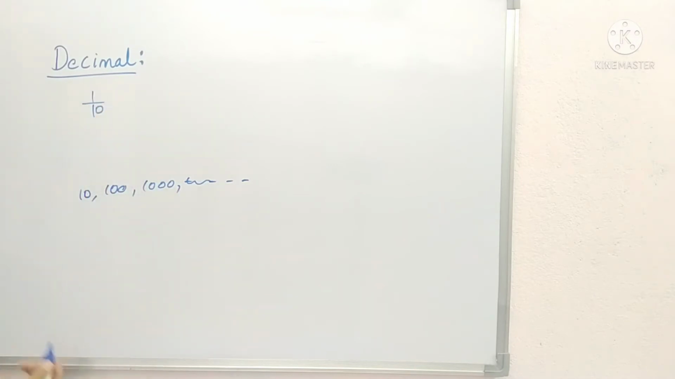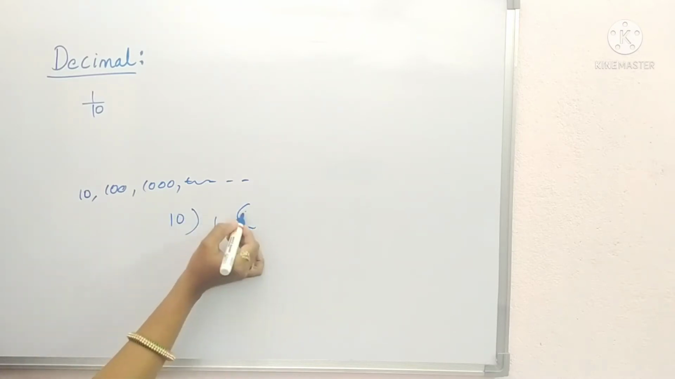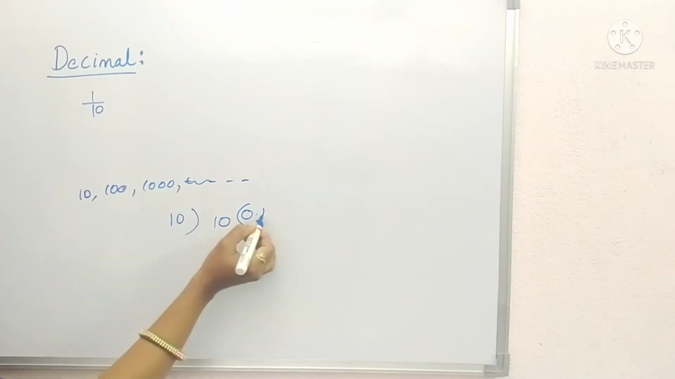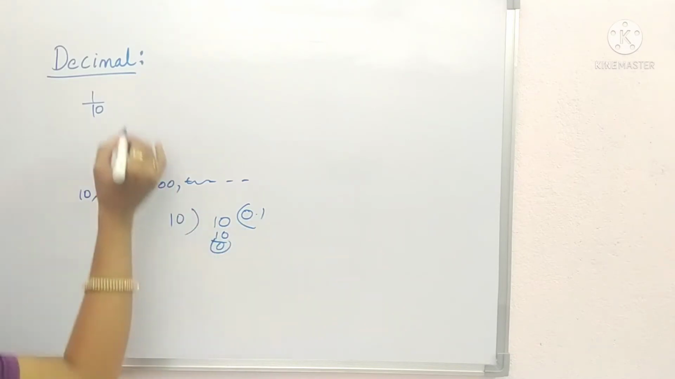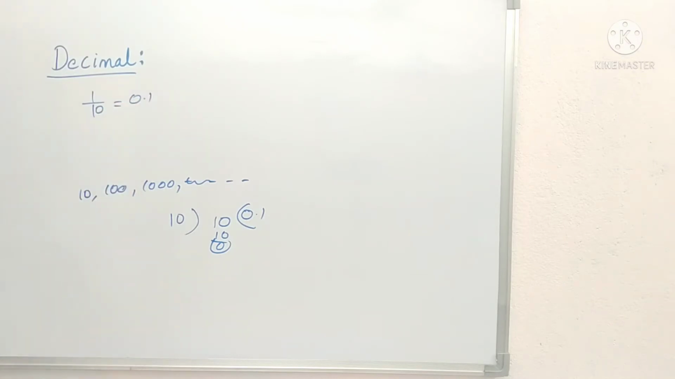So what is the value of 1 by 10? We have to divide 1 by 10. It cannot divide, so put 0 here. Then this will be 10. So 10 ones are 10. So the value of 1 by 10 is equal to 0.1.